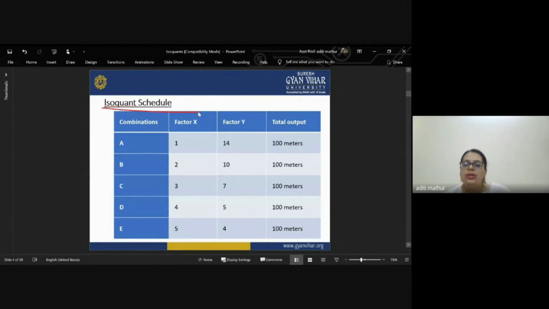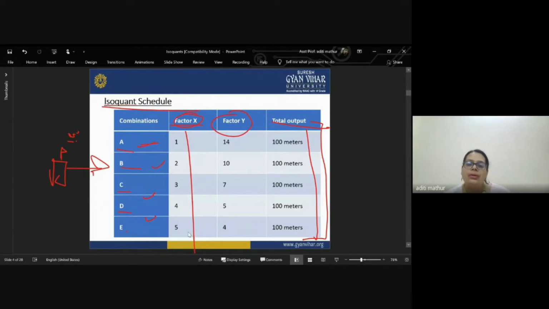This is how our IsoQuant schedules look. We have different combinations of our two input factors which give us the same, steady level of output. And over here we say that the producer, the factory, is in an indifferent position as to which combination of the factors to take into consideration, because at all these combinations the company is producing the same level of output.